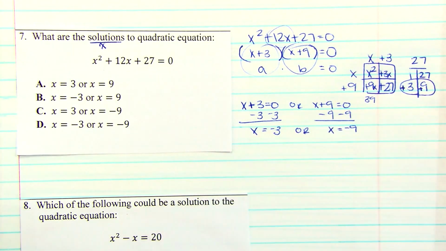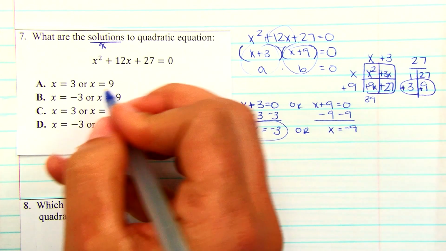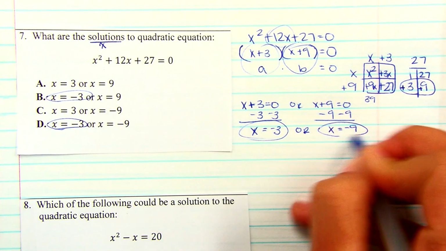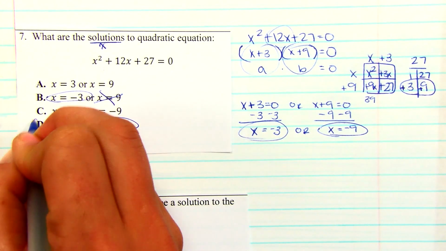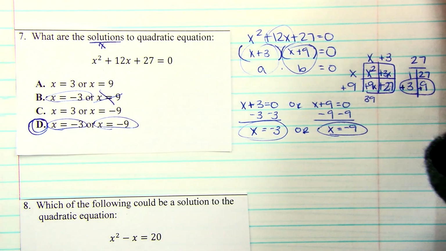So x equals a negative 3, which is here and here, or x equals a negative 9, which is here. The correct answer is D. Let's do the next one.